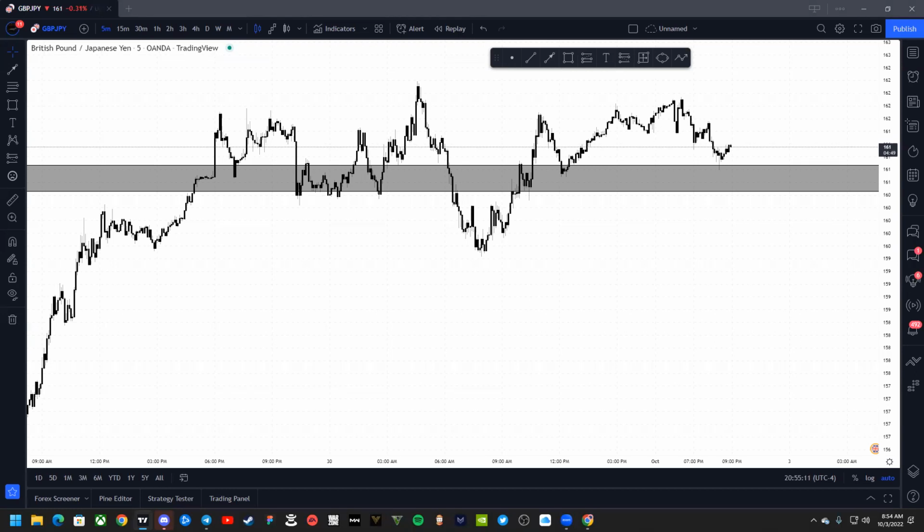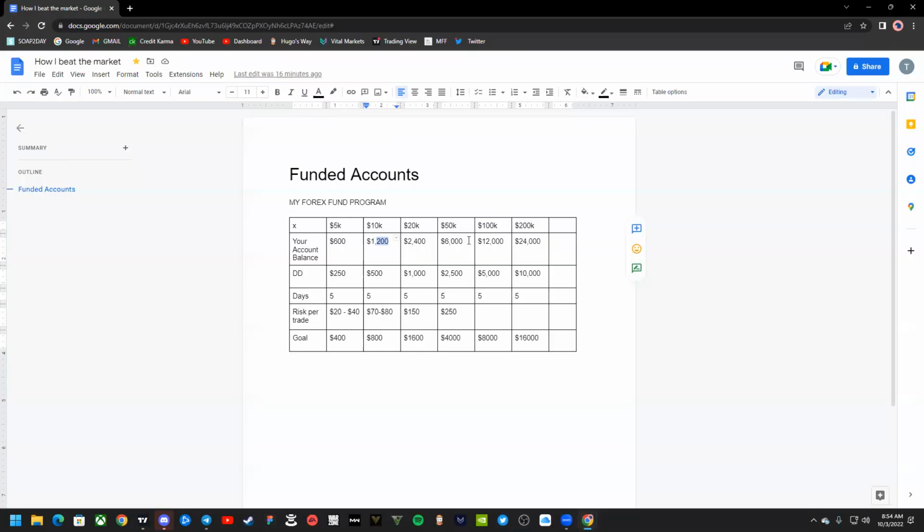With a 50K account, you suggest to use a percentage? So me personally, with a 50K account, I use MyForexFunds sometimes. I haven't done a funded account in a while, actually. Your actual balance is 6,000, your daily drawdown is like 2,500. So I'll be risking out of the 2,500, and I'll do 200 a trade, because you have to make 4,000.